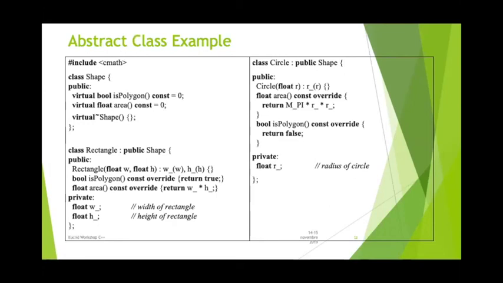Here we are computing the area of the rectangle, so it's also overriding this function from the base class. And then it has its data members. Again, there is another class called Circle, and I'm using a constructor again here. And then I'm also calculating the area here, so it's again overriding the base class function. And here isPolygon is also overriding that function. So it's just using the function from the base class and overriding it according to your requirements.